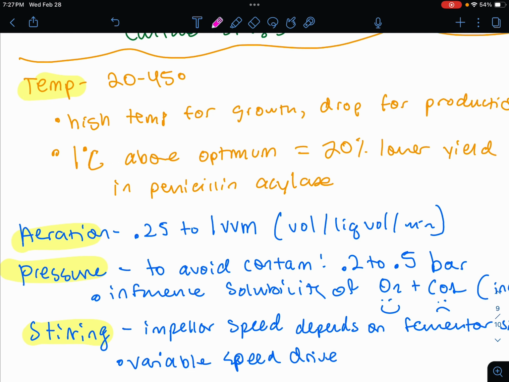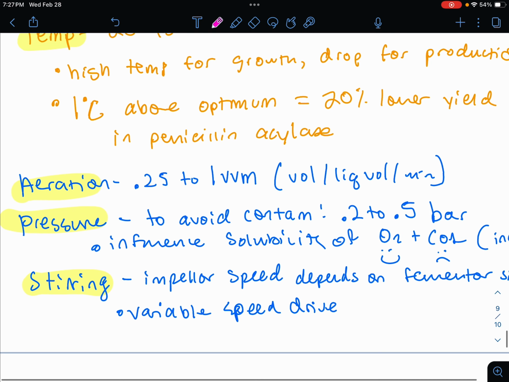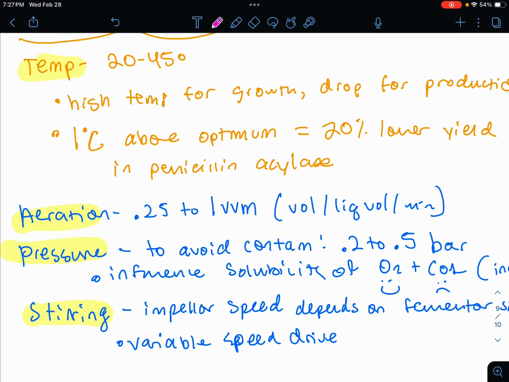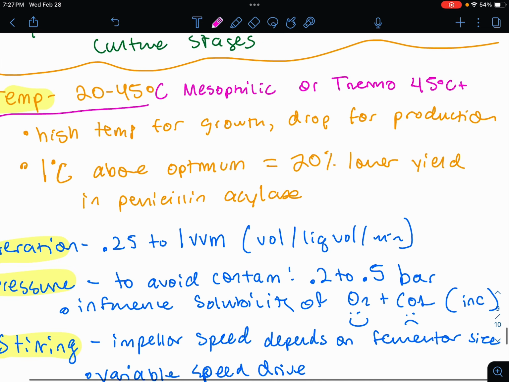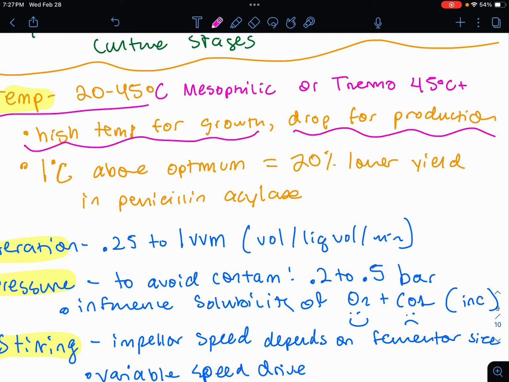Let's look at the production fermentation parameters. Temperature: most will be run at the mesophilic range of 20 to 45 degrees Celsius, or the thermophilic range, which is about 45 degrees and up, so I'm going to add a plus at the end. We need a high temperature for growth and then a drop in the temperature for production, because the growth temperature doesn't always equal the product temperature.